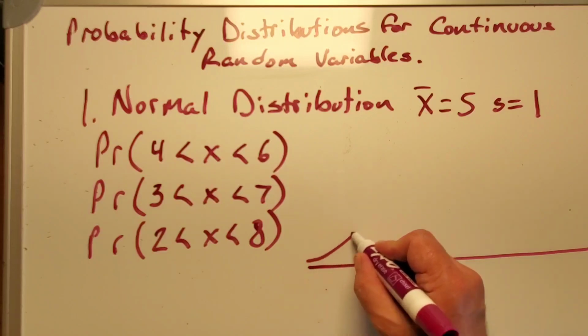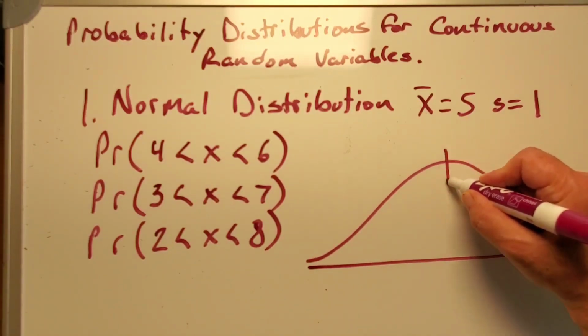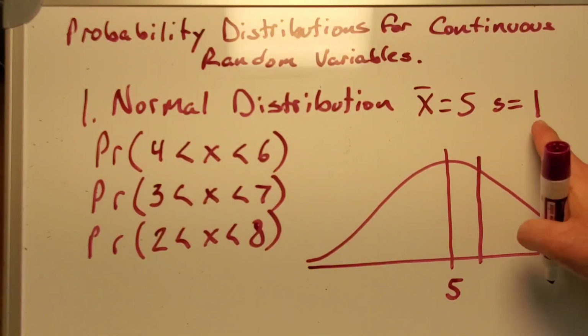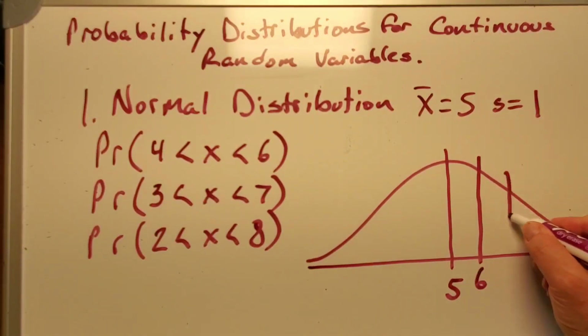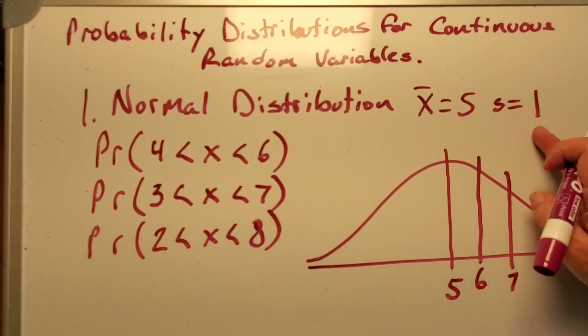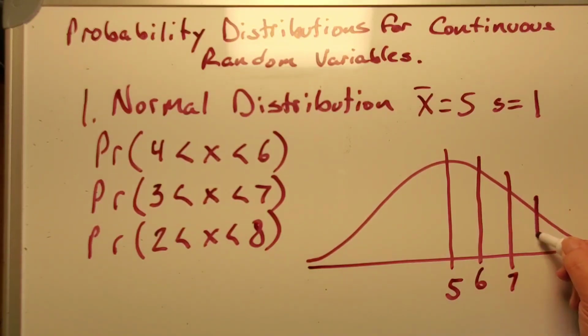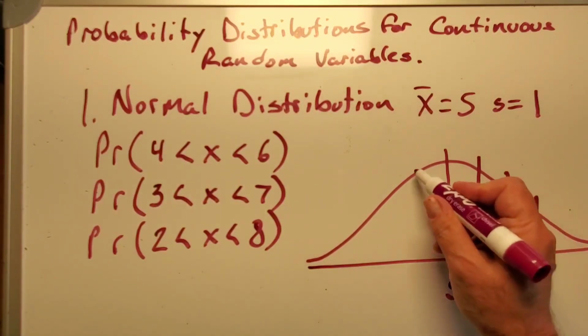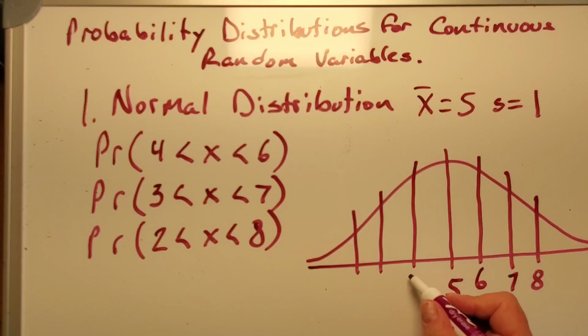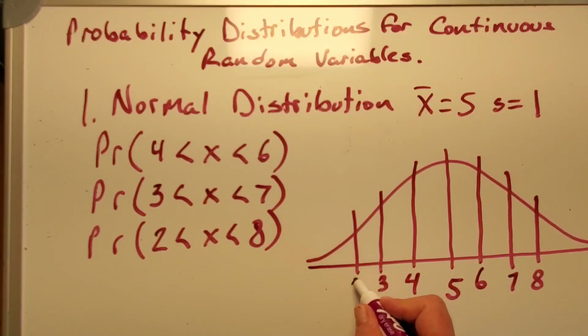I'm going to draw a picture of the distribution that we're talking about. Here's the mean, 5. One standard deviation above the mean will be 1 pound above the mean, so that's going to be 6. Two standard deviations above the mean will be 2 times 1 pound above 5, which is 7. And so on until we get to 3 standard deviations above the mean, which is 8. In the same way, 1 standard deviation below the mean is 4, 2 standard deviations below the mean is 3, and 3 standard deviations below the mean is 2.